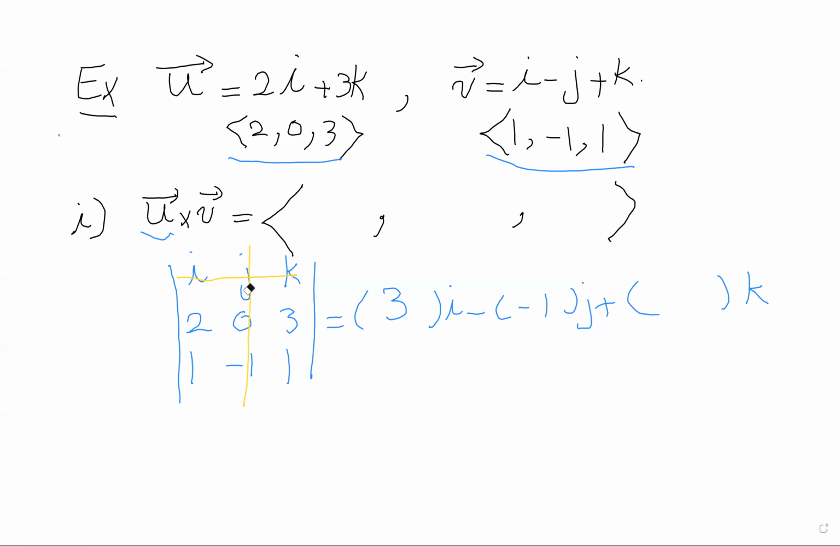And finally, for the last coefficient, I ignore the row and the column that k is located on. 2 times minus 1 minus 0 times 1, which is negative 2. So the vector is 3, minus minus 1 which is 1, and negative 2.